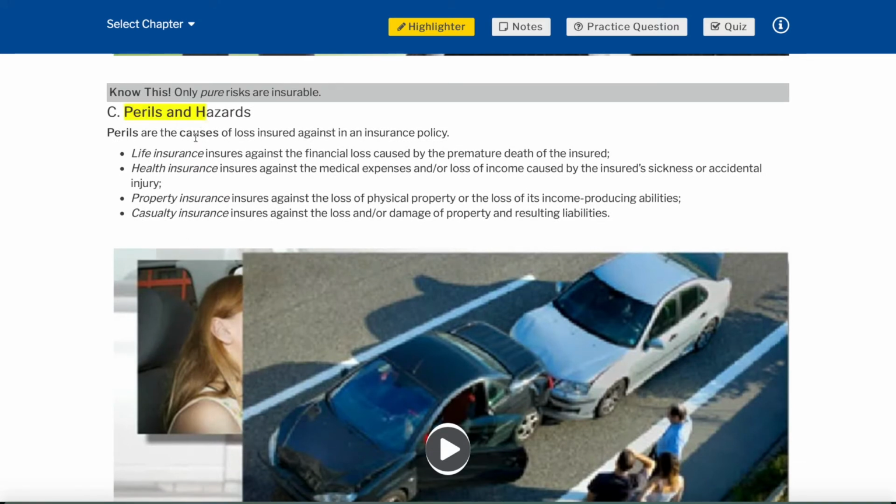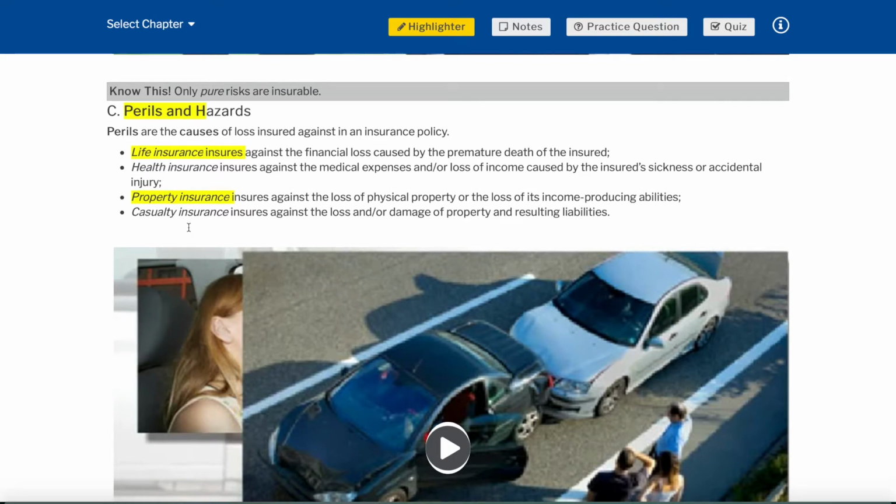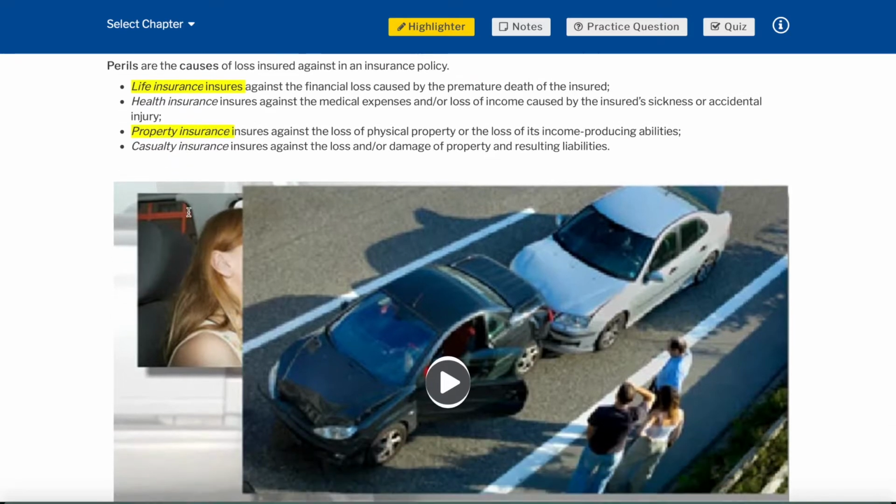C. Perils and hazards. Perils are the causes of loss insured against in an insurance policy. Life insurance insures against the financial loss caused by the premature death of the insured. Health insurance insures against the medical expenses and/or loss of income caused by the insured's sickness or accidental injury. Property insurance insures against the loss of physical property or the loss of its income-producing abilities. Casualty insurance insures against the loss and/or damage of property and resulting liabilities.